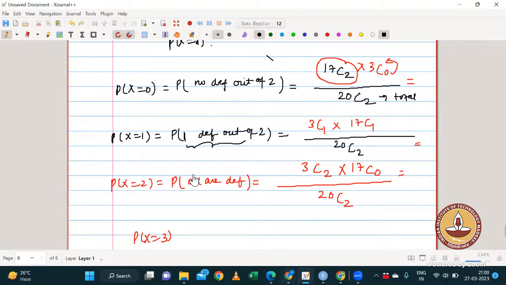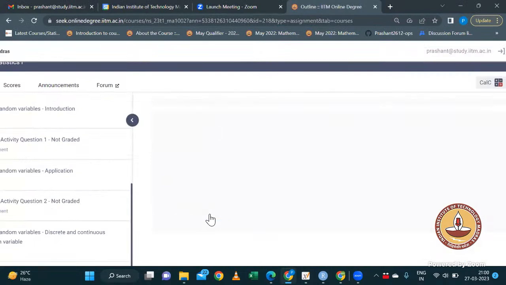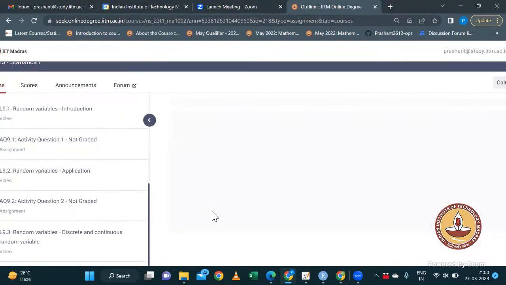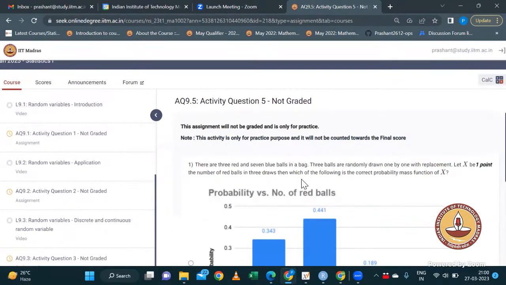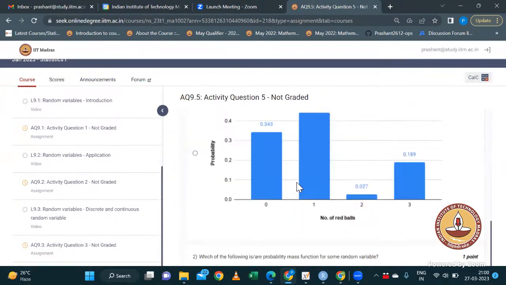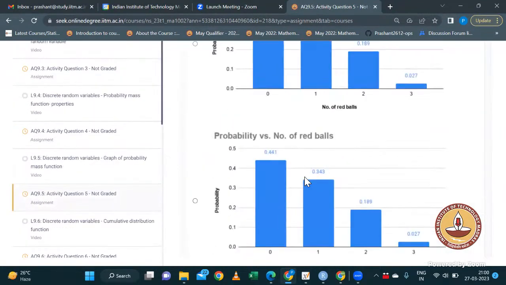So let's move to the next activity. Okay, I don't know why it's not okay. Is there any doubt in activity 9.5 or is it okay for everyone? It was okay, sir.